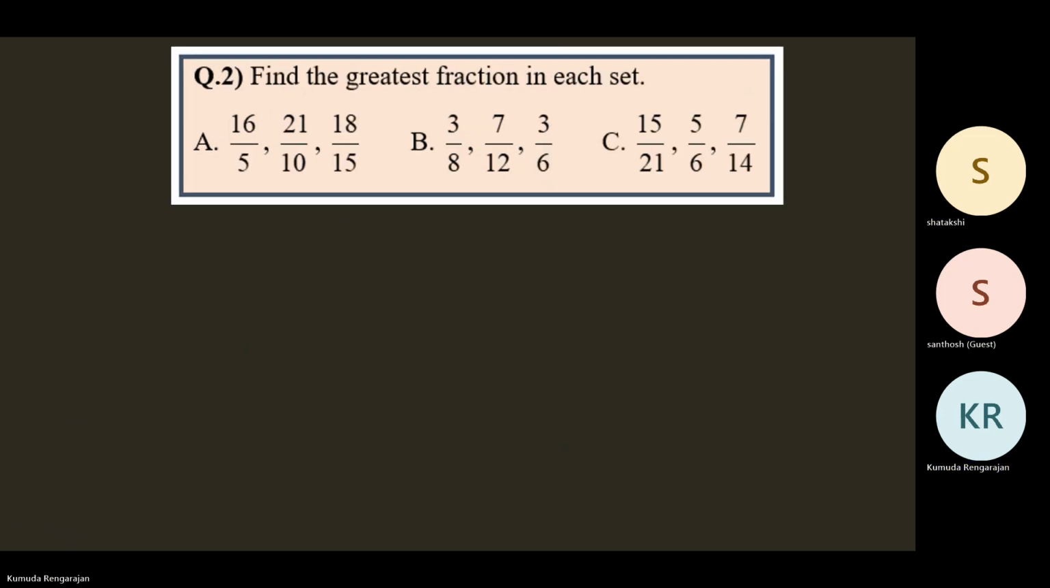Find the greatest fraction in each set. Here there are no options A, B, C given to select from. The question is to find the greatest fraction in each set. In the first one, you have three fractions. Which is the greatest? In the second one, you have three fractions. Which is the greatest? In the third one, you have three fractions. Which is the greatest?